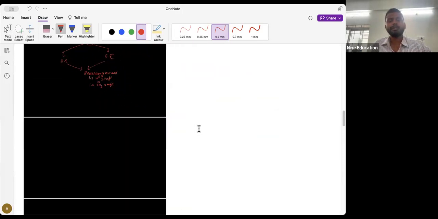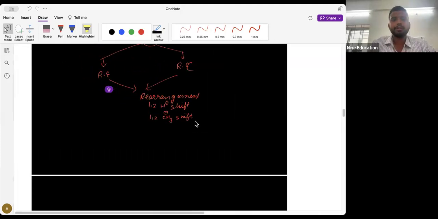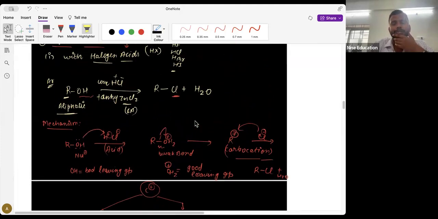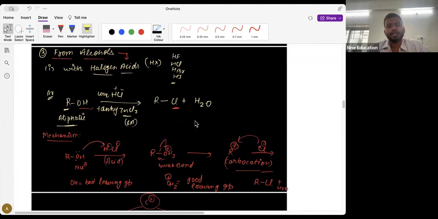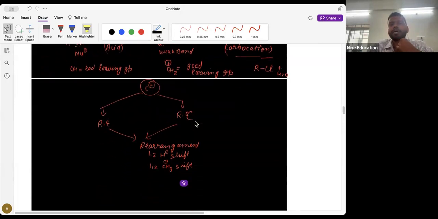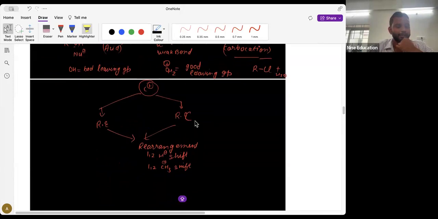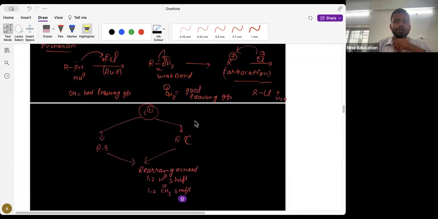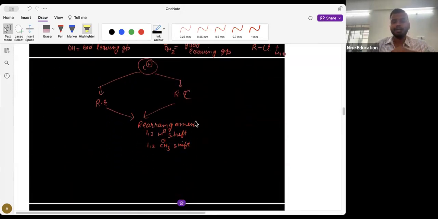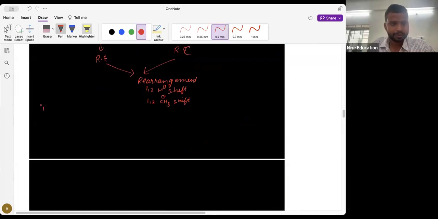So these two rearrangements are there in our syllabus. So what do we do? From alcohol, if I'm making alkyl halides, I need to form a carbocation, and after the carbocation I can make RCl plus H2O. So let's see the important points of this reaction; we will write some important points.